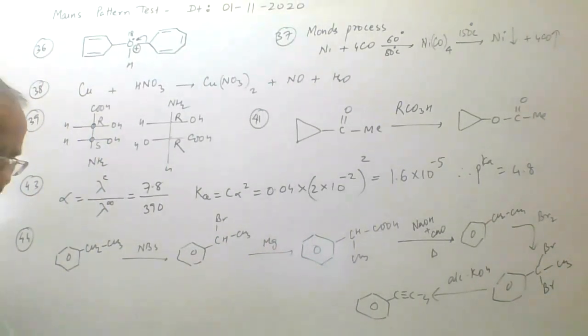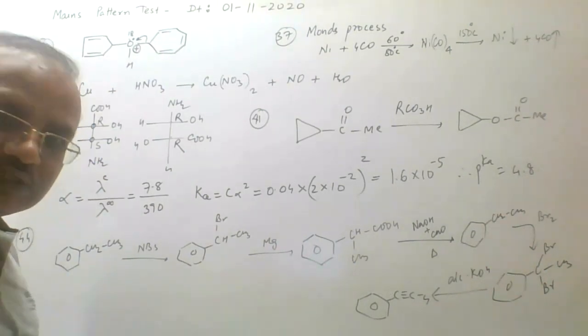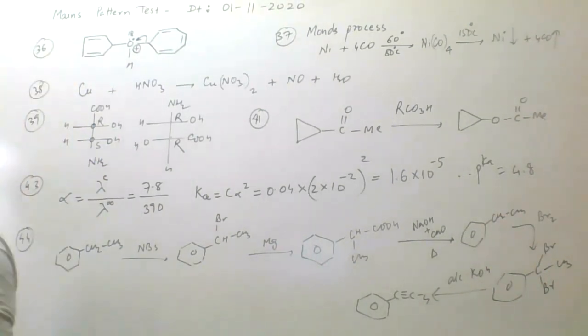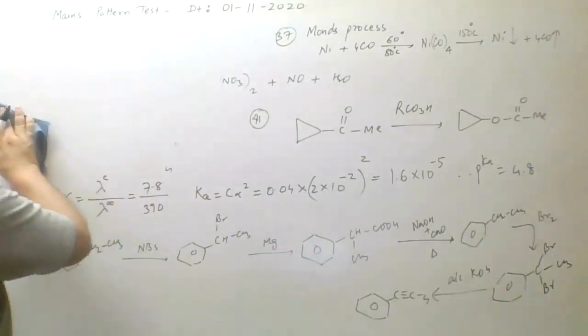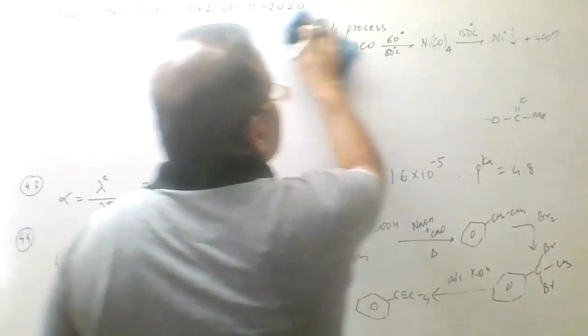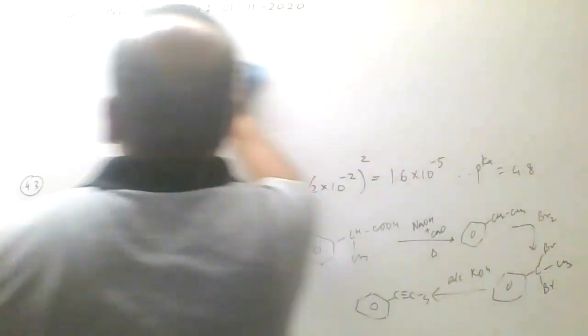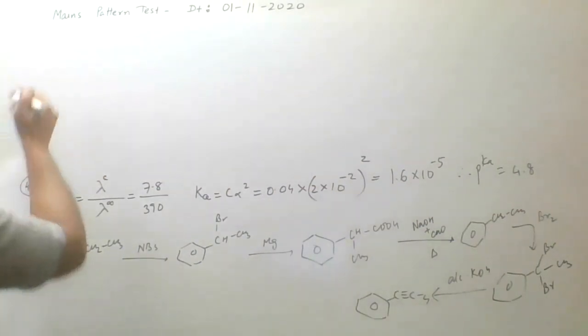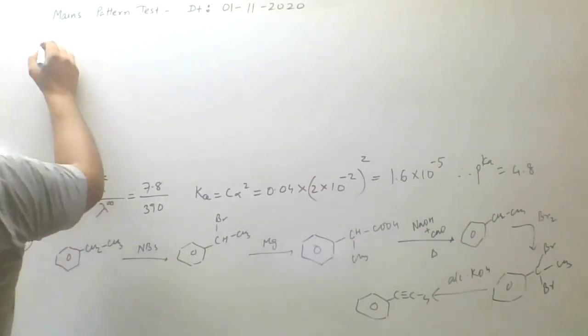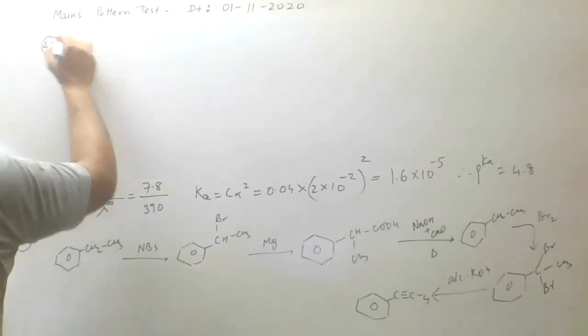Which of the following is formed when glycerol reacts with HI? We know what glycerol is, everybody knows that. We can write the glycerol like this. This is question number 45, and this is the glycerol.